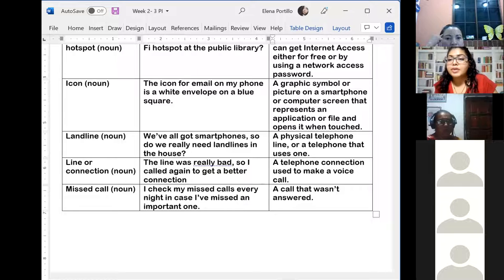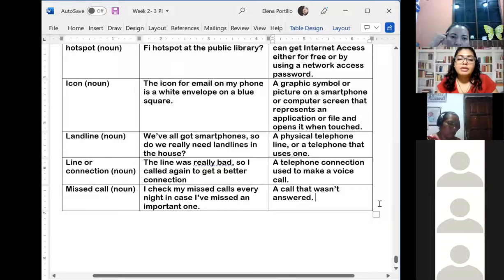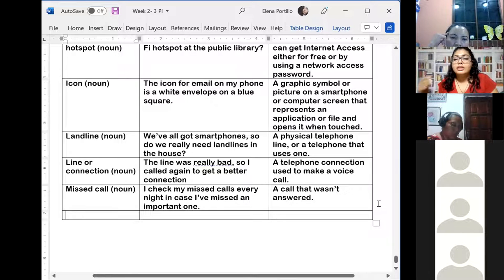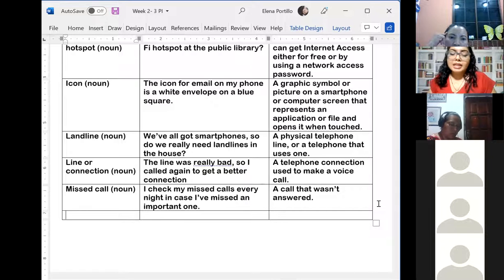Maybe we were very busy and we couldn't answer those calls. It's necessary to check if we have another missed call, and maybe it is important. We are almost ending, so that's very good. We have mobile phone.